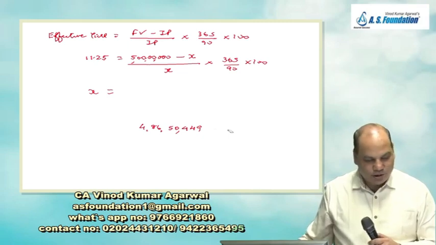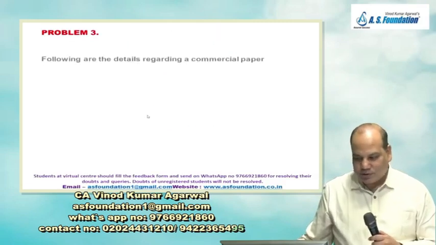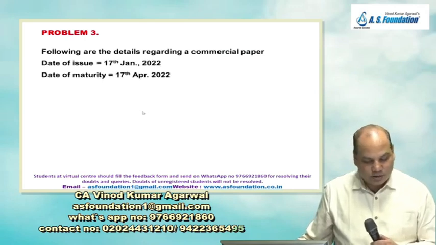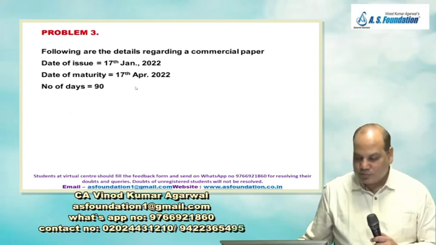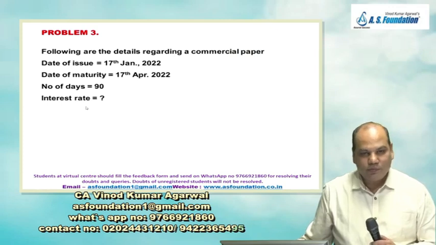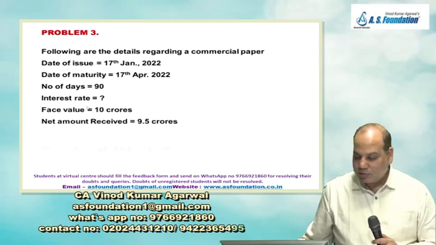Next question, one more trial that they also asked in the exam for 3 to 4 marks. Following are the details regarding a commercial paper. Date of issue 17 January 22, date of maturity 17th April 22, number of days 90, effective interest rate question mark. Add this word effective. Now I'll tell you, even if in the exam the word effective is not there, but if this question is asked, you solve for effective interest rate. Face value 10 crore, net amount 9.5.